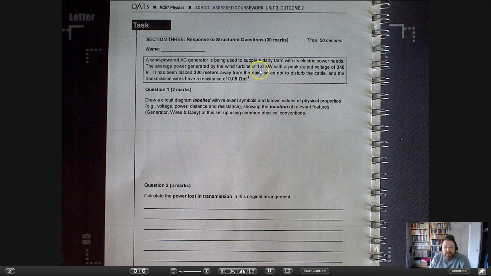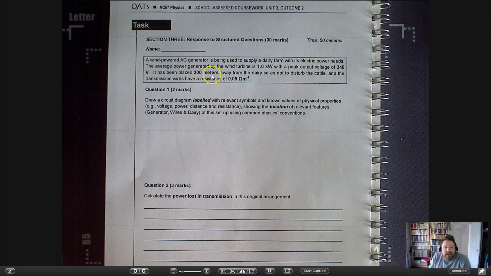The average power generated by the wind turbine is 1,000 kilowatts, so that's going to go on our turbine, with a peak output of 340 volts. As soon as we see the word peak, we should become suspicious. We don't want to work with peaks, we want to work with RMS voltages. So we're going to make that change first.